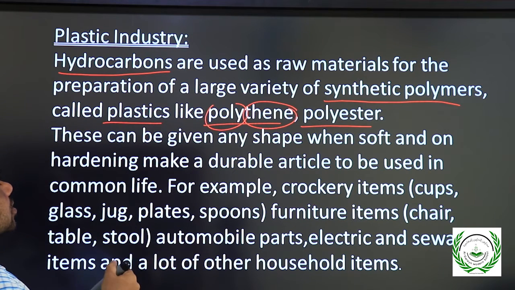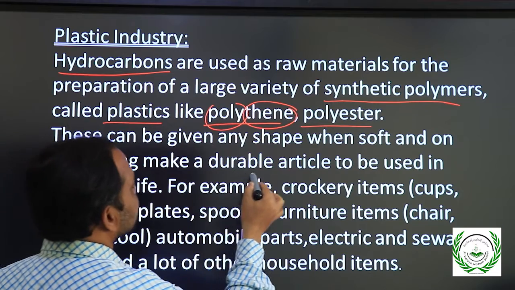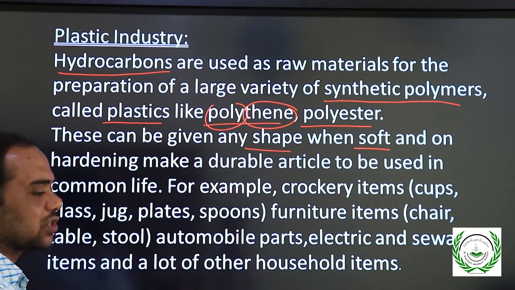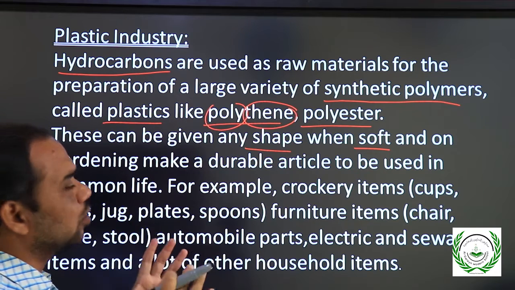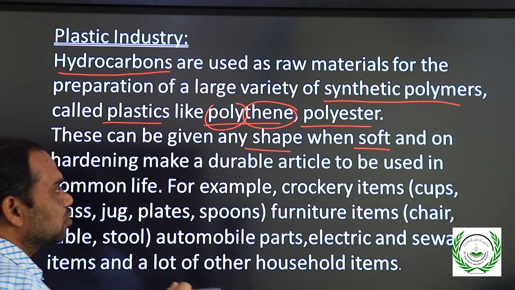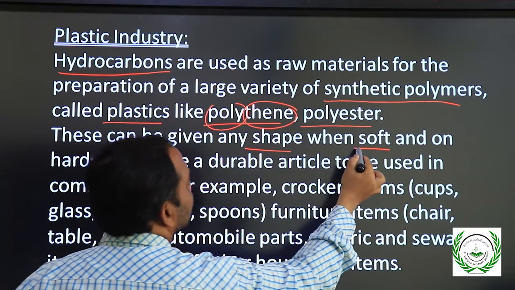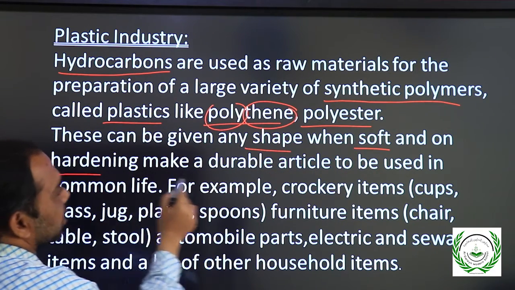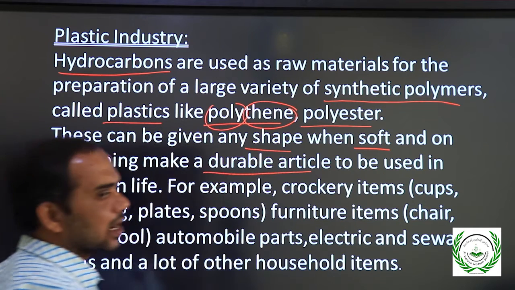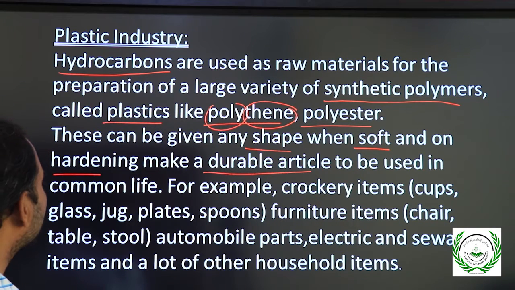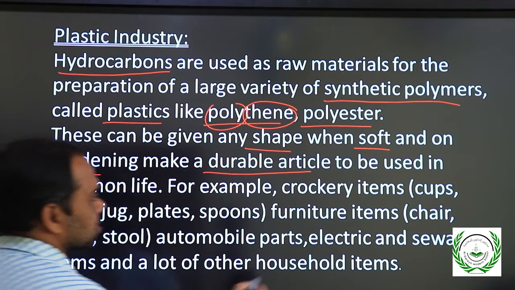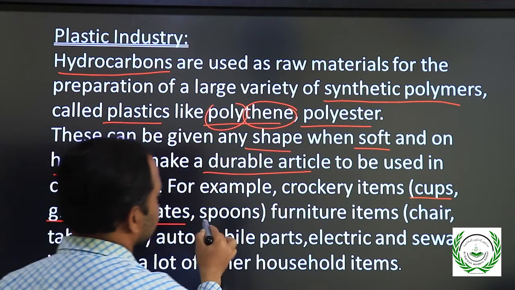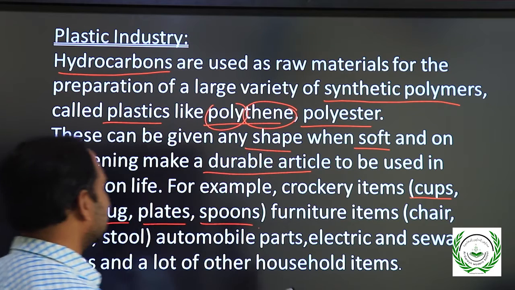These raw materials are given shape when they are soft. After that, when they cool, they become hard. We can give shape only when they are soft. This hardening makes a durable article. When they become hard, it is durable, so its life will be more. For example, plastic cups, glass, jug, plates, spoons, furniture items, etc.